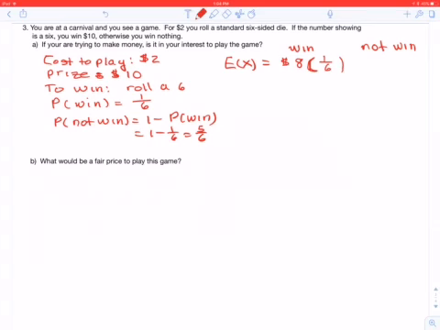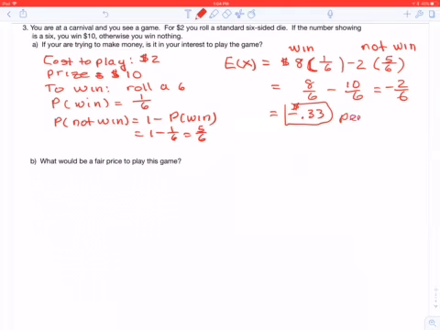If you don't win, he keeps your $2. The probability of that happening was 5/6. So I have 8/6 minus 10/6 equals a negative 2/6. In terms of dollars and cents, it's a negative 33 cents. So is it in your interest to play this game? No. On the average, you're losing 33 cents per game.